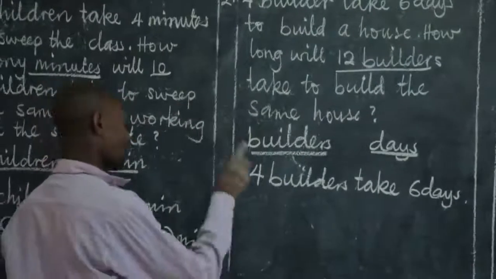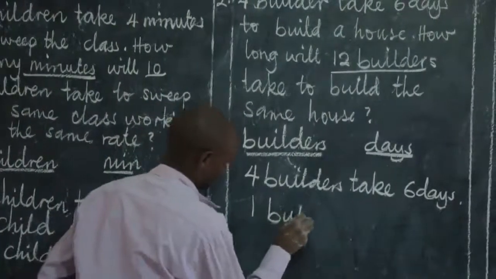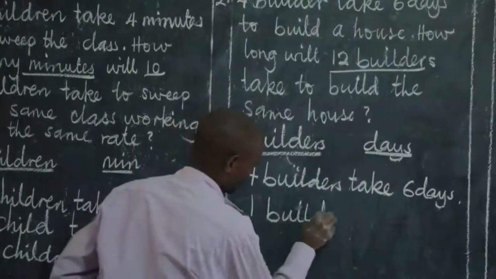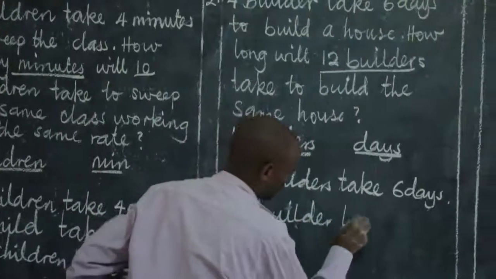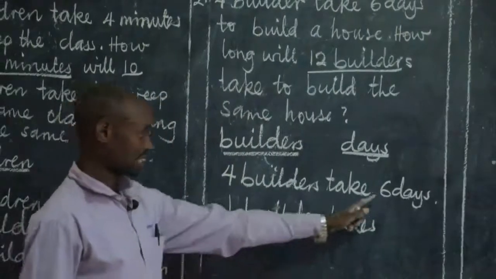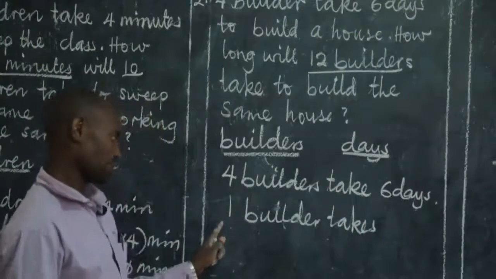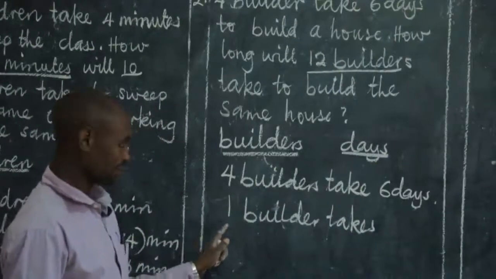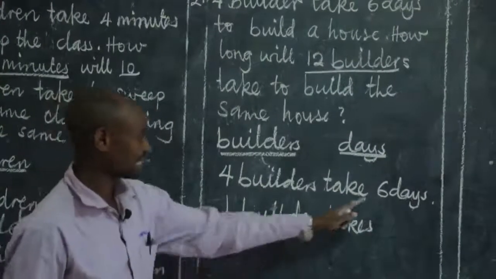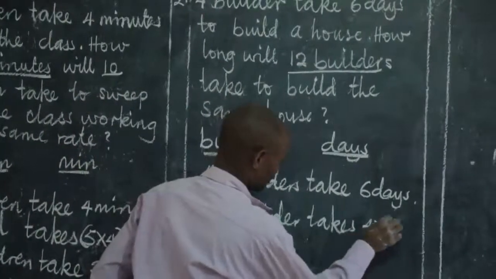Now this time I want to use only one builder. One builder. So do you think one builder will take less than 6 days? When you are 4, you take 6. So what about when it is one builder? This builder is going to take more than 6 days. So one builder will take 4 times 6 days.